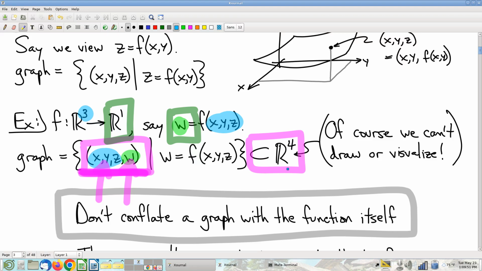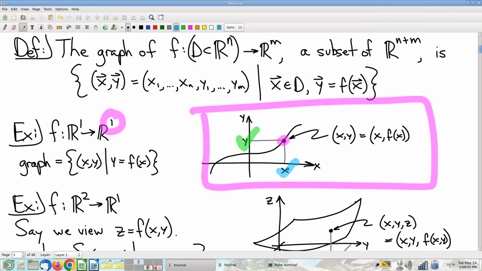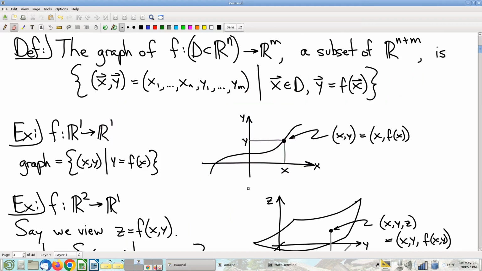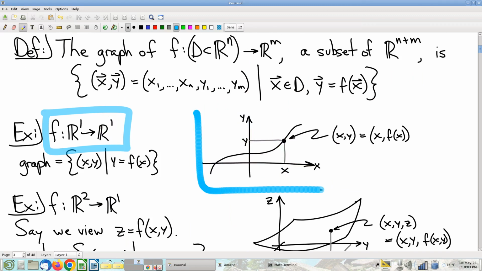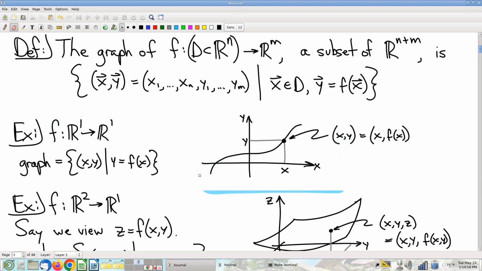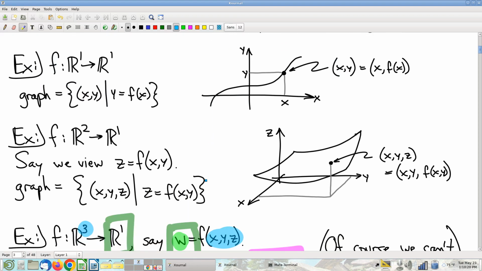You need a lot of dimensions to draw a graph. If you think about it, in some sense, real valued single variable functions are kind of the best. I mean, you can't really go any higher than that without getting into dimension trouble, right? Here we have a single variable function. We have a two-dimensional picture that's already as big as our two-dimensional paper can handle. We kind of had to fake it.